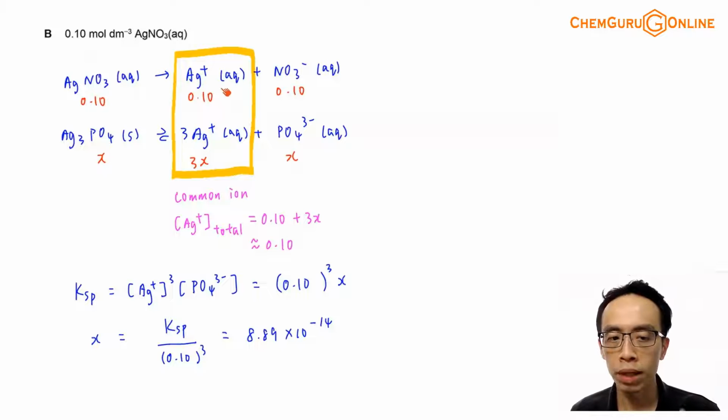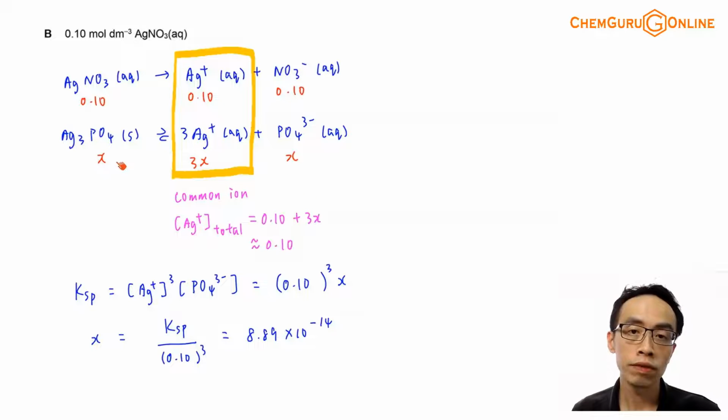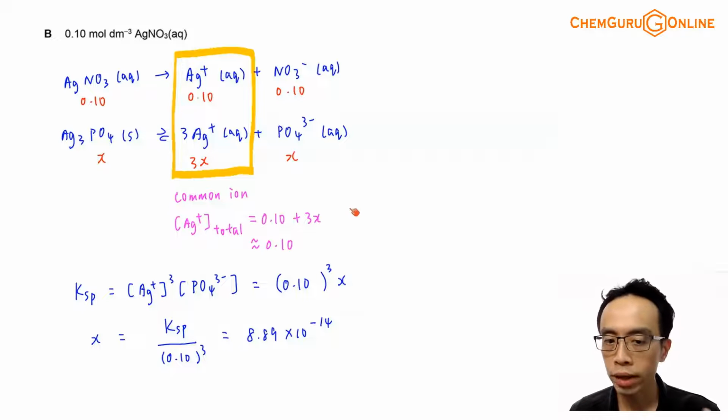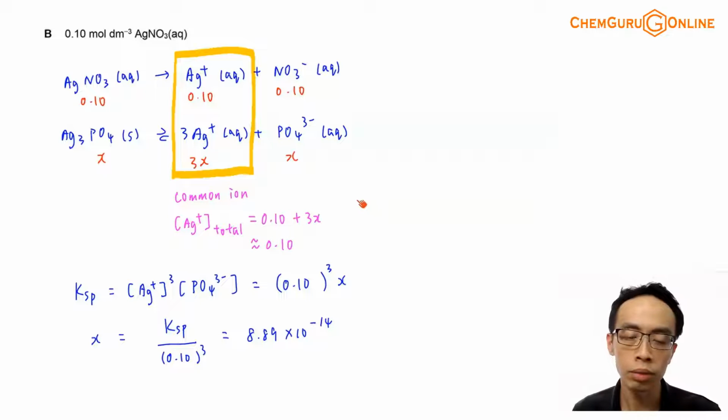The total concentration of my Ag+ will be 0.1 that comes from the silver nitrate and 3x that comes from the silver phosphate. But since silver phosphate is a sparingly soluble salt, the extent of dissociation is very small. So x is a tiny value, and therefore 0.1 plus 3x will just be approximately 0.1. 0.1 plus 3 times 0.000000 something, which is a tiny number. If you round this off to 4 or 5 significant figures, this 3x wouldn't come out even after rounding off.